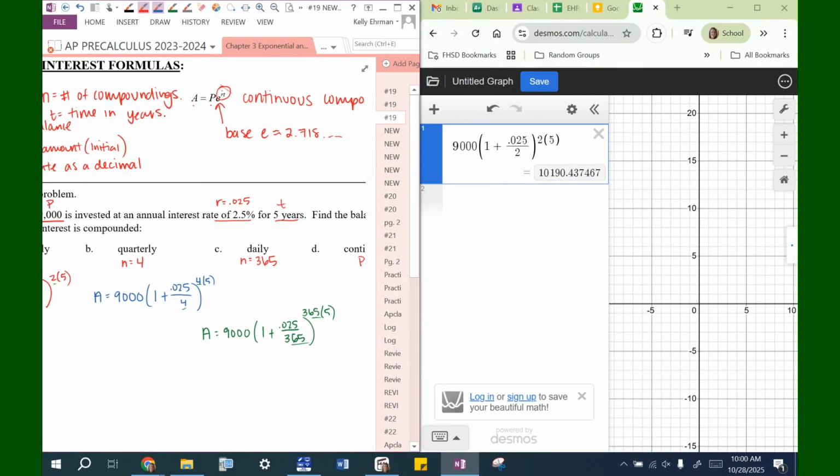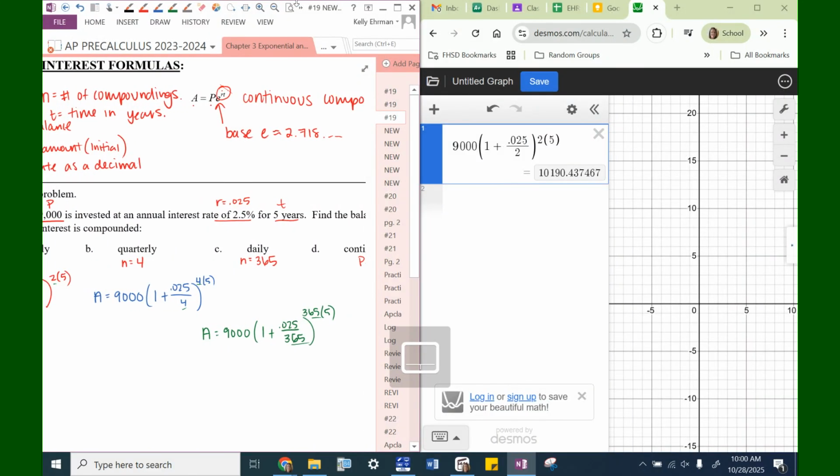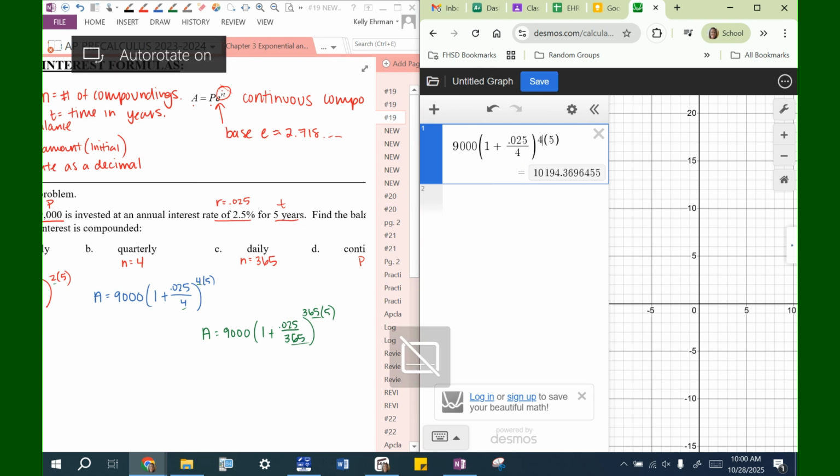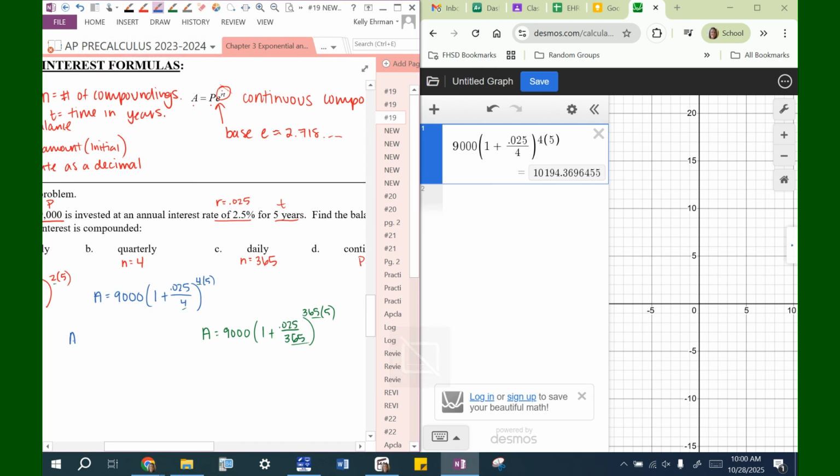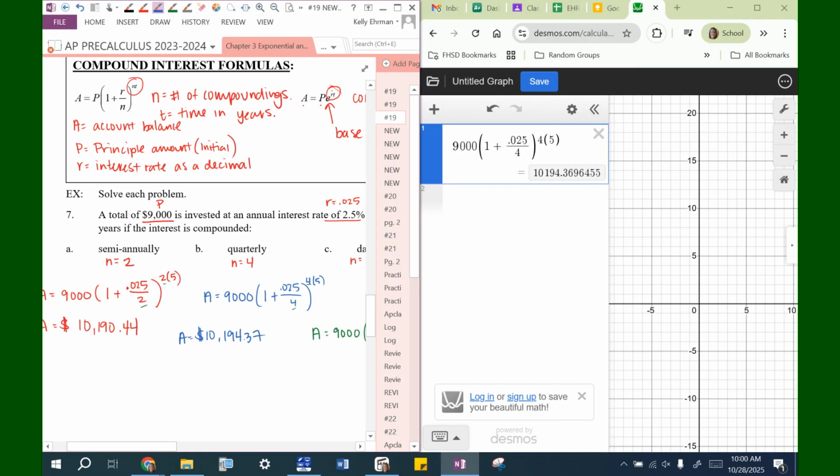Okay, my next one is going to be the same thing. I'm just going to change this 2 to a 4, and change this 2 to a 4. That was easy. And you can see the answer adjusted as I did that. Again, put a dollar sign in there, $10,194.37. It makes sense that if we collect interest 4 times a year instead of 2 times a year, we should have a slightly higher amount in our account because you're taking a percentage of what's in the account each time. So you get to do that more often if it's quarterly.